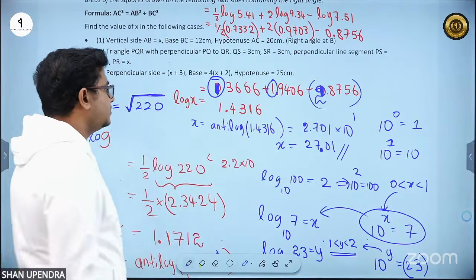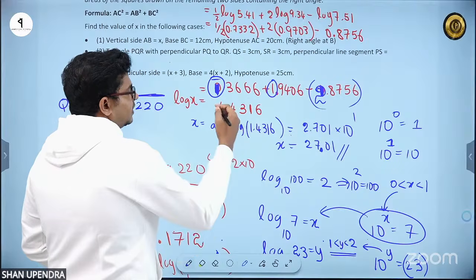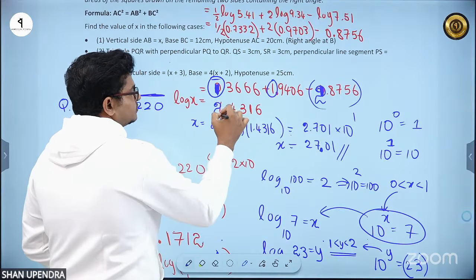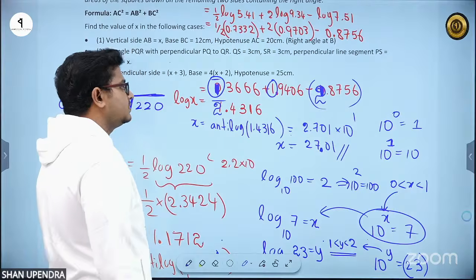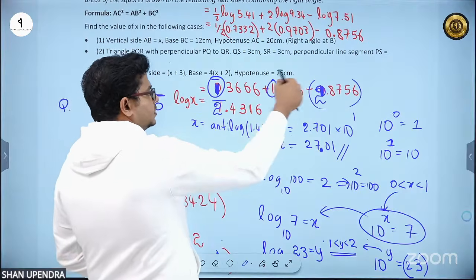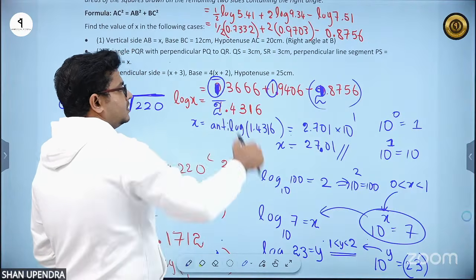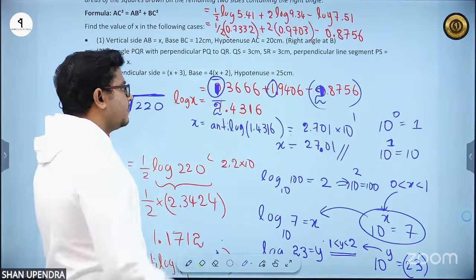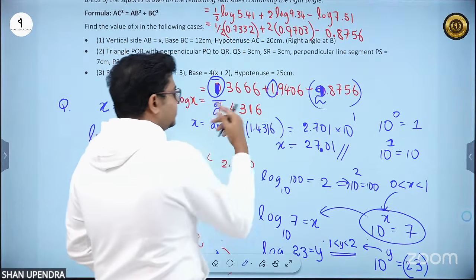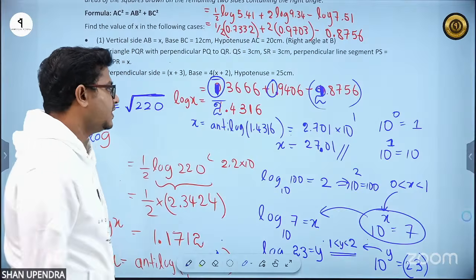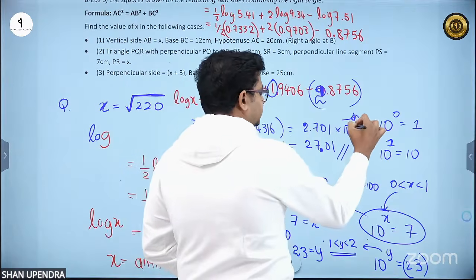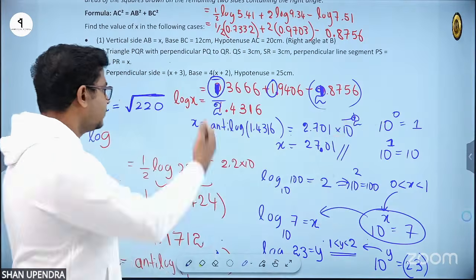Then it is again plus 1. It's minus 2 again. So this is minus 2. This is plus 1. This is minus 1. Plus 1 minus 1, 0, again minus 2 is remaining. So it's minus 2. Then this one becomes 10 to the minus 2. I'm just giving you an example, not this one.